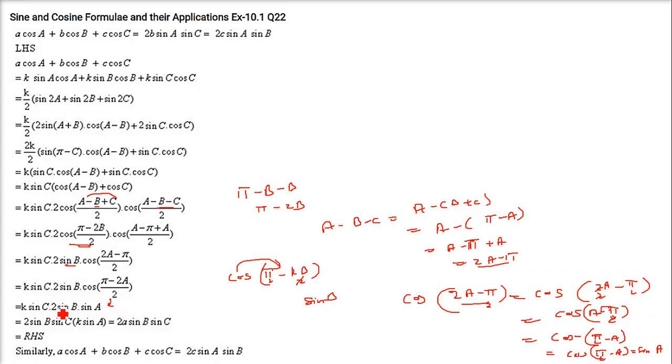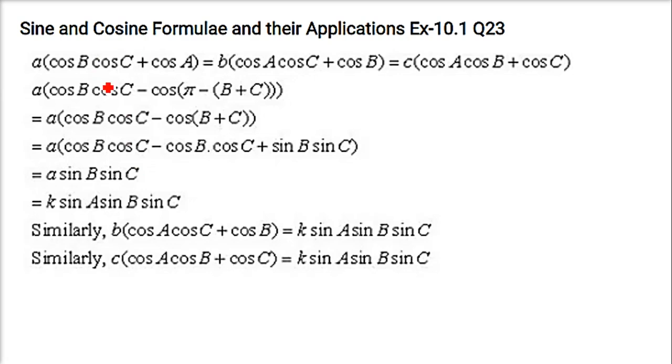So this is k sin c, 2 sin b and sin a. Now sin b and sin c you can take together. And this k sin a can be written as a by sine rule. So we have written a, 2a sin b sin c. Similarly, this can be proved. Okay, these two can be proved. We have a cos b, cos c plus cos a, and these are equal. So we have to prove that they all are equal to k sin a, sin b and sin c.